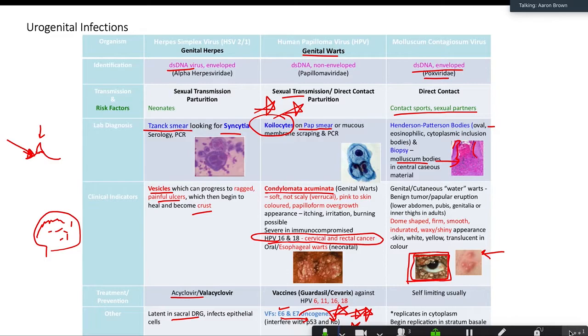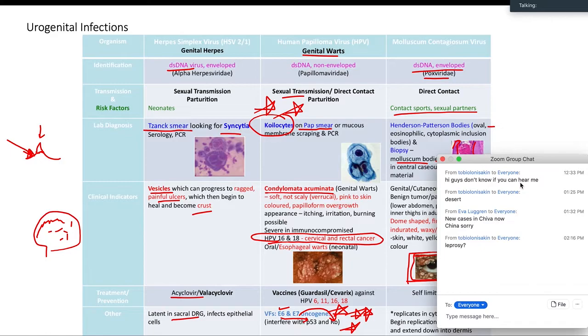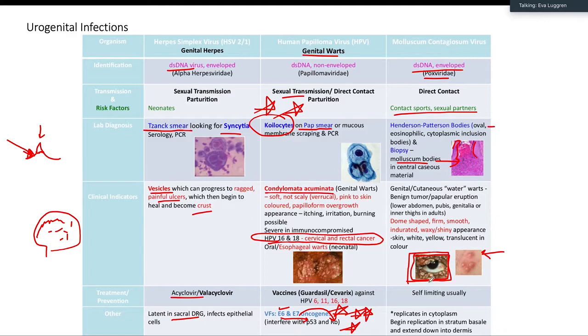Toby's got something for me. Leprosy. Not leprosy. Something that would decrease your immune system to allow the pox virus to grow. Good. No, you're right. Yep. So specifically what I'm referring to is HIV.